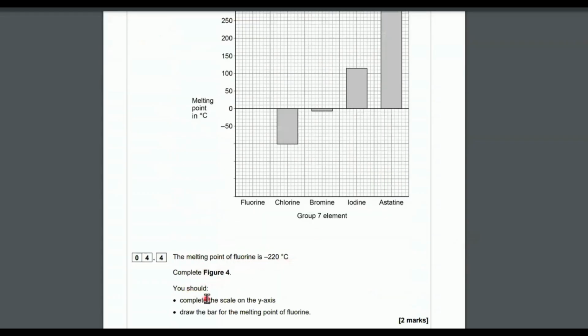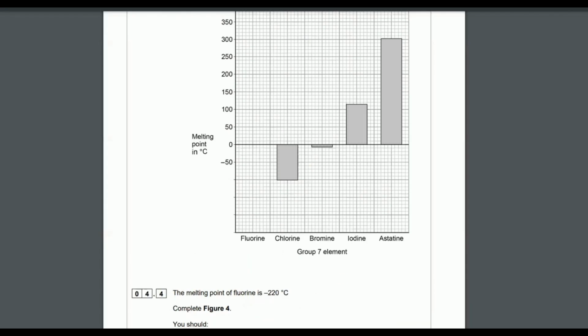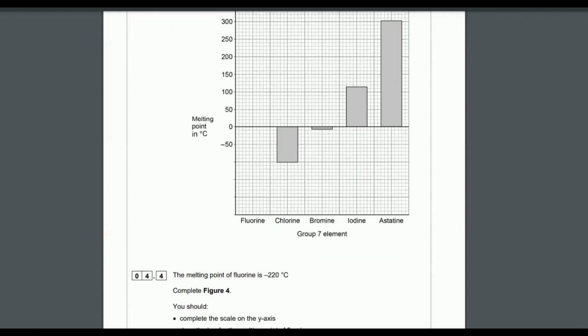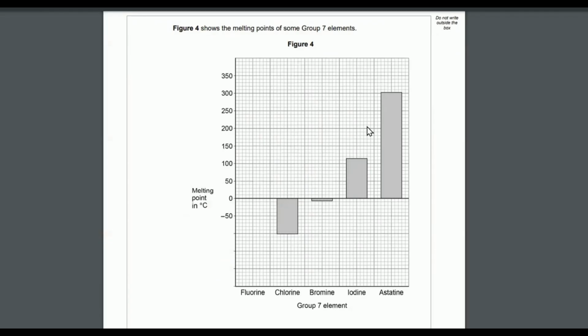Complete figure 4. You should complete the scale on the y-axis. Okay, so we've got to complete the bars. Draw the bar for the melting point of fluorine. Right, so I need to complete the scale on the y-axis. I'm going to need to write fluorine's melting point down. It's down here, it's minus 220. So just remember that in your head. Fluorine is minus 220. That means that I've got to get down at least to 220.